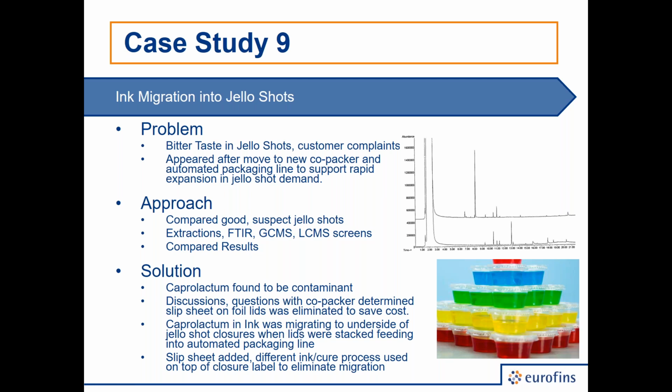And so what we found is that caprolactam was a contaminant. We asked, well, what's caprolactam in? Turns out it was in the ink on the top side of the label. So just the simple step of automating, and someone decided to save a few bucks by eliminating a slip sheet between layers of the labels that was adhered to the top of the Jello shot, allowed this. Now you have ethanol in the Jello shot, which is wonderful at extracting caprolactam that was being transmitted from the top side labels to the bottom and into it. So the slip sheet was put in, and Jello shot production was saved.